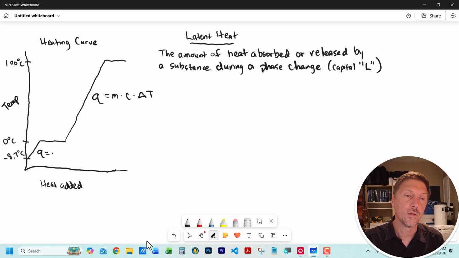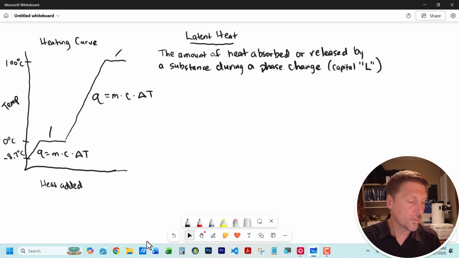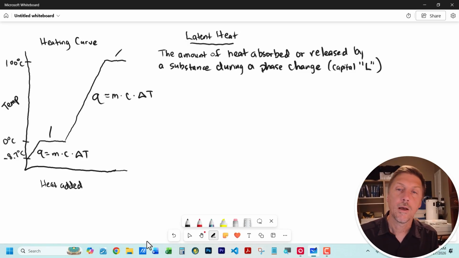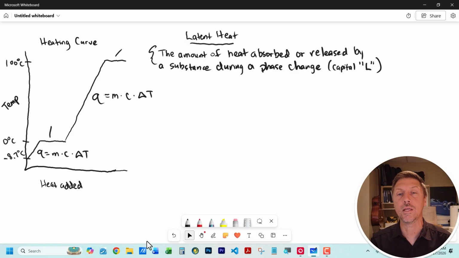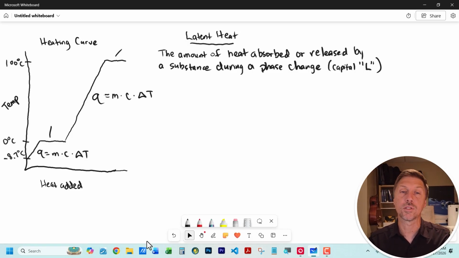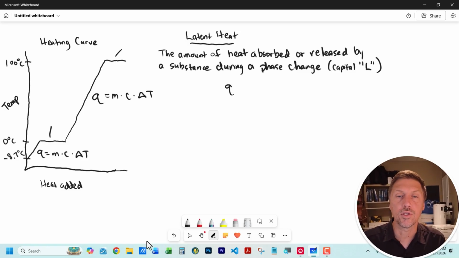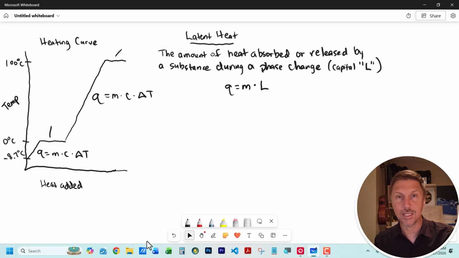These are the areas where we learned how to calculate heat, but we don't know anything yet about calculating heat at these areas where the curve is flat. And so we have a new formula for that, and it's the formula for latent heat. All right, let's first talk about the definition. Latent heat is the amount of heat absorbed or released by a substance during a phase change. And so the formula that we have for that is Q equals the mass times capital L, and capital L represents latent heat.